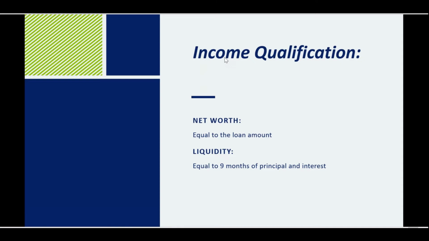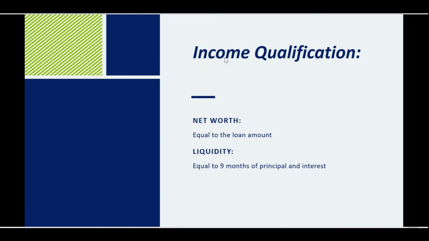Terms are 5, 7, and 10 years, but the amortization can be either 30 years or 25 years. Fannie and Freddie do not offer anything more than 10 years: 5, 7, and 10, amortized over 30 years.